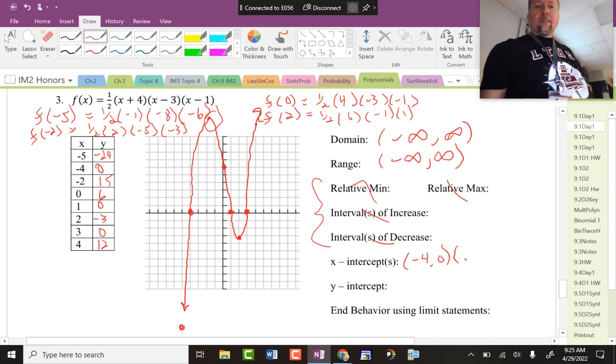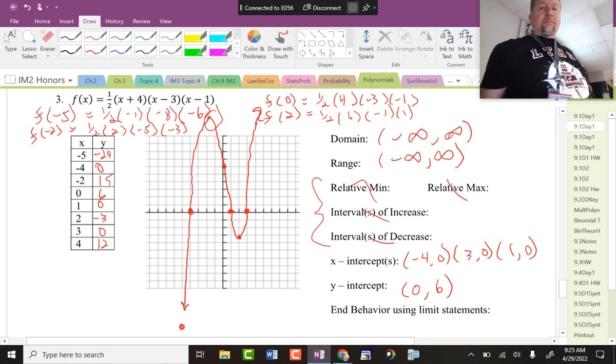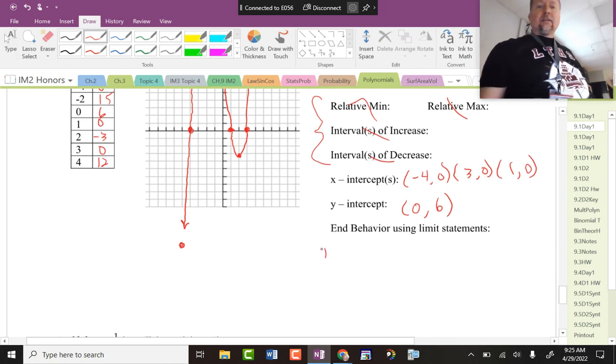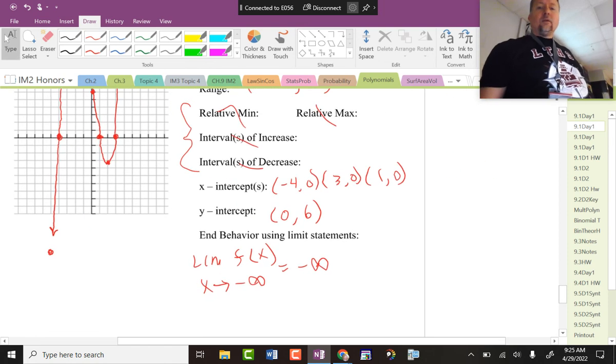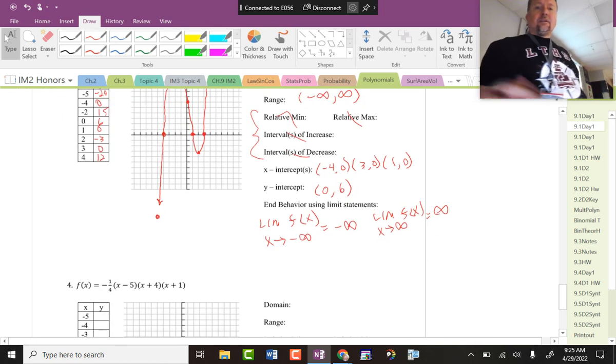The x-intercepts are -4, 0, 3, 0, and 1, 0. Then the y-intercept is 0, 6 found by plugging in 0 for x. And then the limits, and then we'll end the video. As x approaches negative infinity, y goes to negative infinity as well. Limit of f of x as x goes to infinity, infinity. Okay, so there it all is.